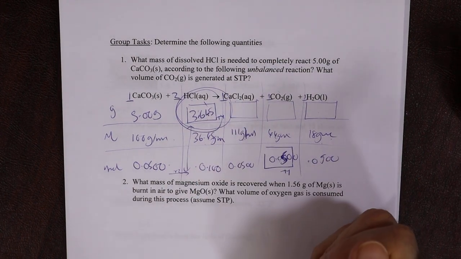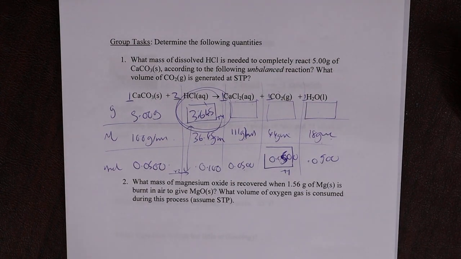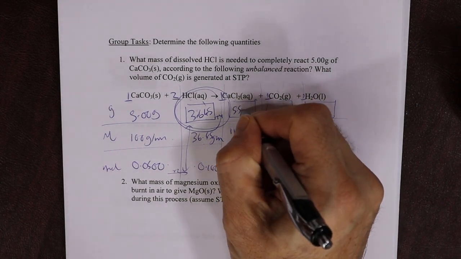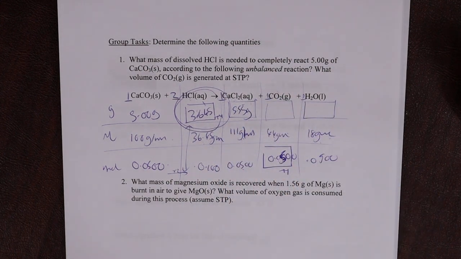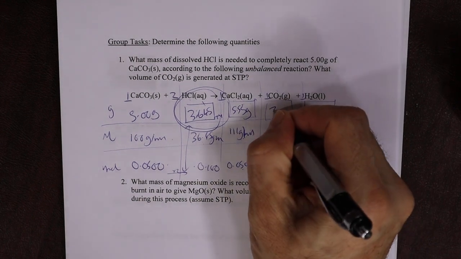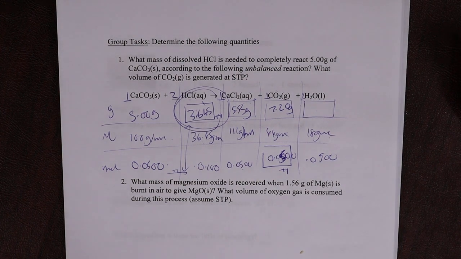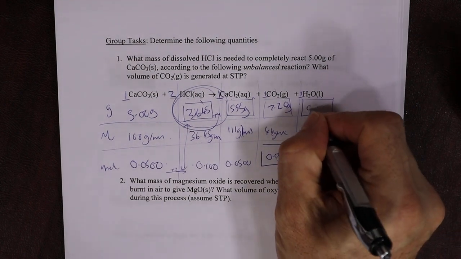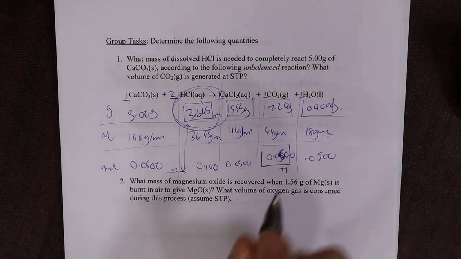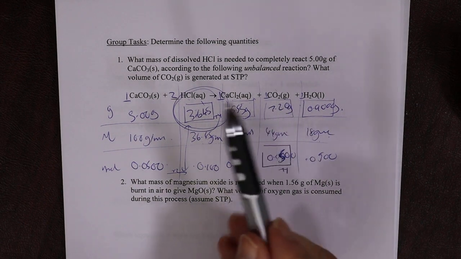Okay, multiply to go up. Multiply to go up here. That's going to be 0.05 times 111, 5.55 grams. This is just for completeness. 0.05 times 44, 2.2 grams. And finally, 0.05 times 18, 0.90 grams.